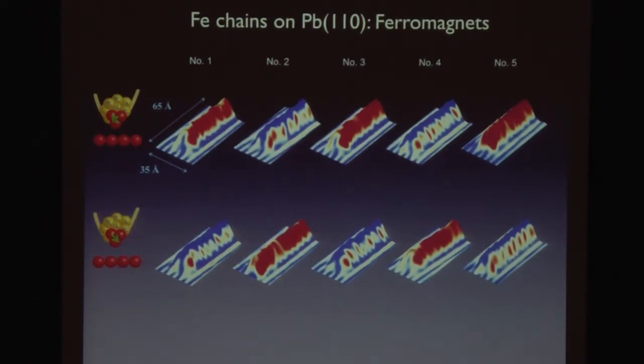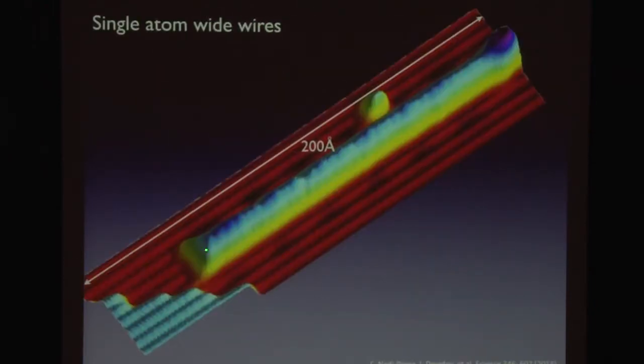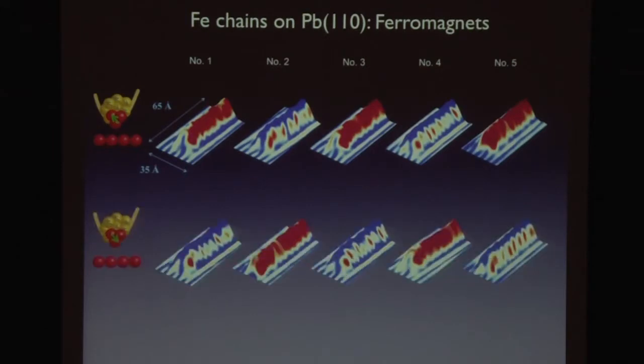Feel free to ask questions. How many atoms? So let's see. We believe the distance between the iron atoms is about 2 angstroms. So we have a lot of atoms there. Okay. Any other questions?